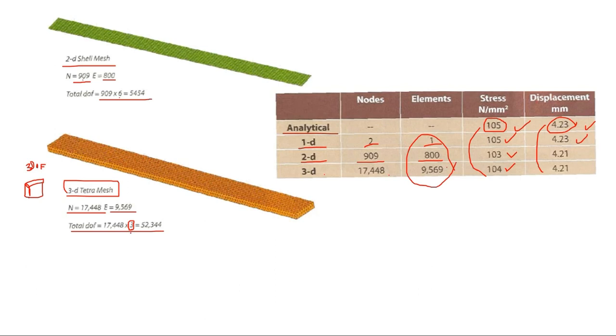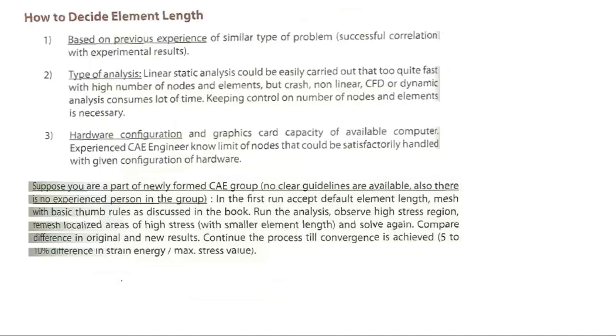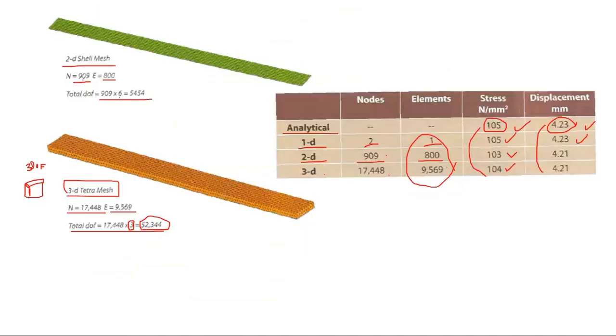If the number of elements increases, it means 52,000 equations have to be solved. Here only 5,000 equations. Here it's only 12 equations. So that's why we can get the results, but it will take more time, and still it will take an approximate result only. So we need to use the correct element type.